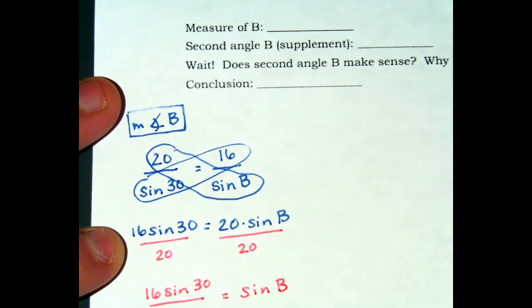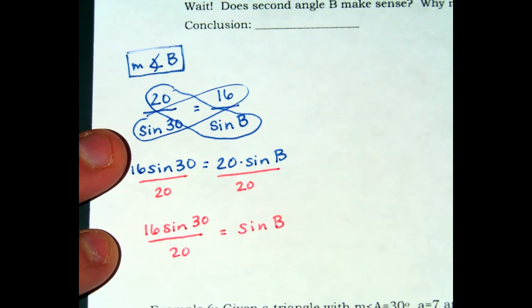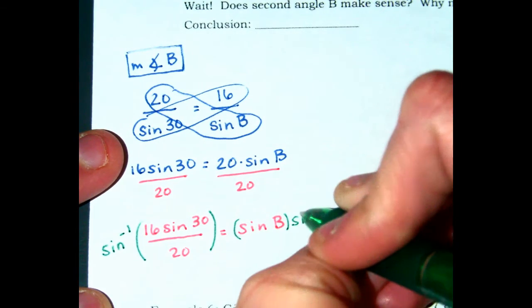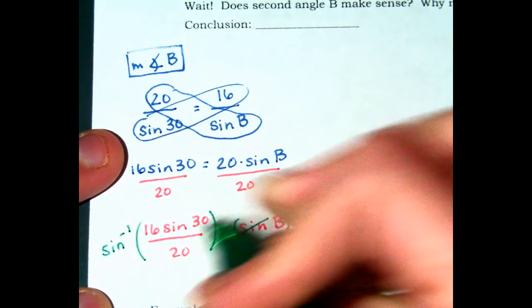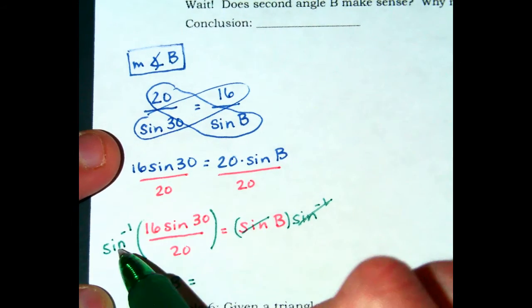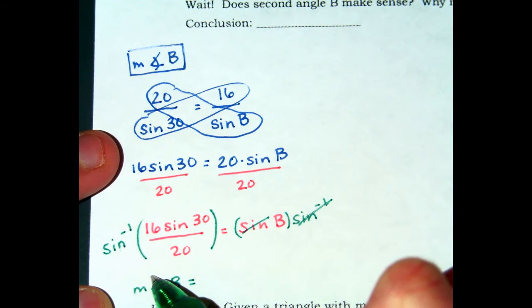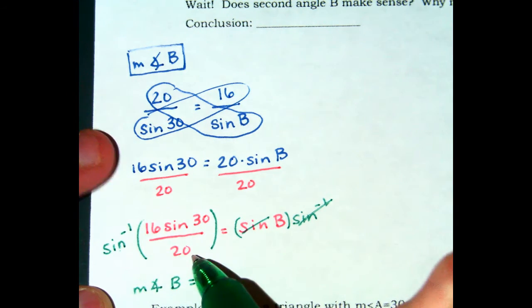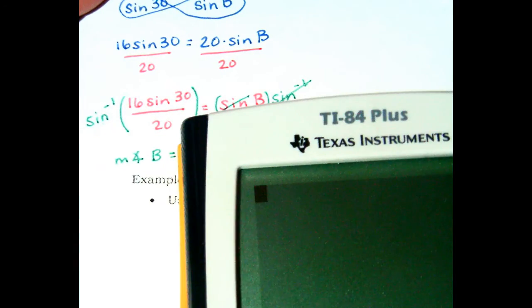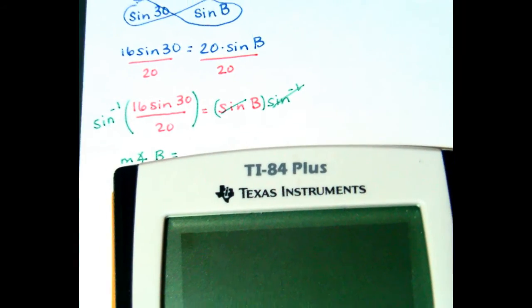Do you remember what the inverse operation of sine of B is? Sine what? Sine -1, which literally is sine inverse. B equals, type this in, sine inverse, parentheses, 16 sine of 30 over 20. Now, if I were you, I would type all that in at the same time. But if you do, you need to make a fraction on your calculator. Do you know how to do that? It's been a little while since you've had to.